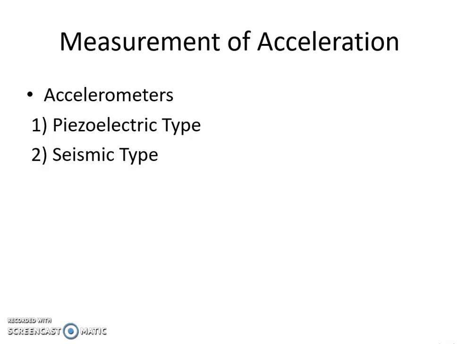The acceleration of a moving body is generally measured by means of a sensor called an accelerometer. So an accelerometer is a sensor which is used for the measurement of acceleration. Now basically there are two types of accelerometers which are used for the measurement of acceleration. One is the piezoelectric type accelerometer and another one is the seismic type accelerometer.